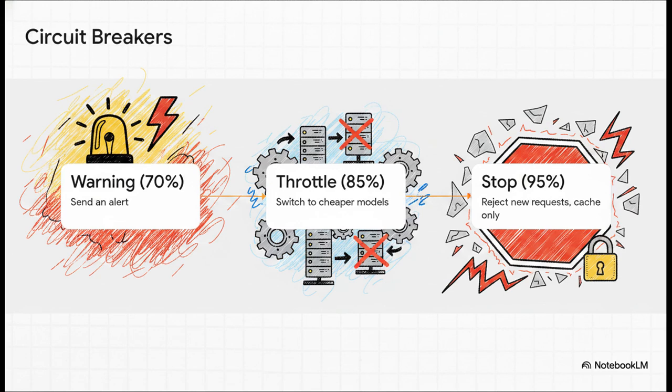And finally for this section, because a simple code bug or a malicious user can literally drain your bank account overnight, you absolutely must implement a circuit breaker. Set up these escalating kill switches. Warning alerts at 70% of your budget, throttling at 85% where you force downgrade everything to your cheapest models, and a hard stop at 95% where you reject new requests and only serve cached responses. This isn't just optimization, this is absolute survival.